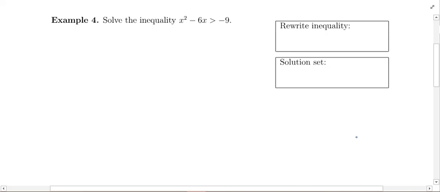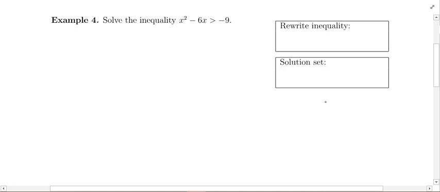Example 4. Solve the inequality x squared minus 6x is greater than -9. All right, so this is a quadratic inequality. You see an inequality symbol, and when you scan this statement, the highest power of x you see in the whole thing is the second power.